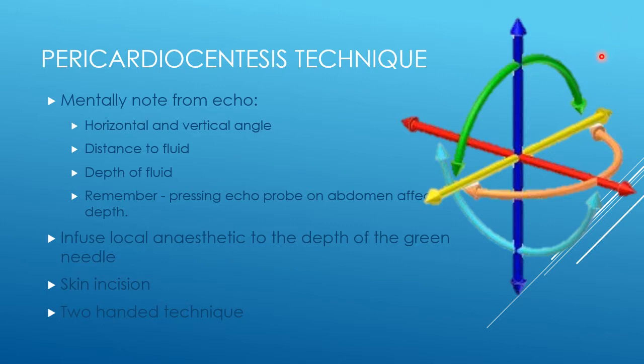Remember that you've got 6 dimensions of movement. You can go forwards or backwards or upwards and downwards. You can go through sway and yaw and all the different movements that your needle can have. So you need to remember exactly the angle that you want to approach the pericardial fluid, because you worked out previously what the safest angle of approach is. And also remember that if you're pressing on the abdomen, you're going to potentially affect all of those parameters.